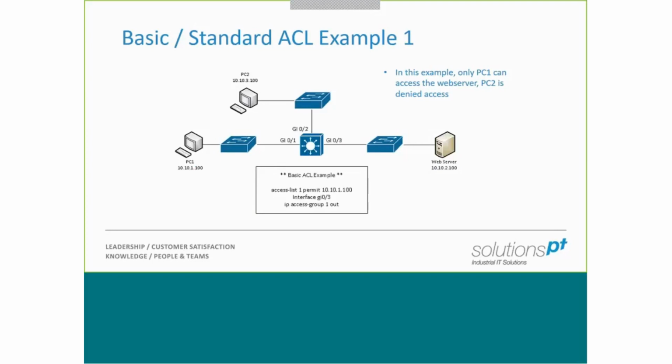Now, if PC2 is attempting to connect to the web server, they would get denied because of this implicit deny rule at the end. You can see that it's not actually there in the syntax and we can't see it. We just have to remember that it's there. It's always there unless we say otherwise. So that's as basic as an ACL can really get. We're permitting a single IP address and applying it to one interface. We're saying, allow this one through, and because of the deny rule, anything else is denied.